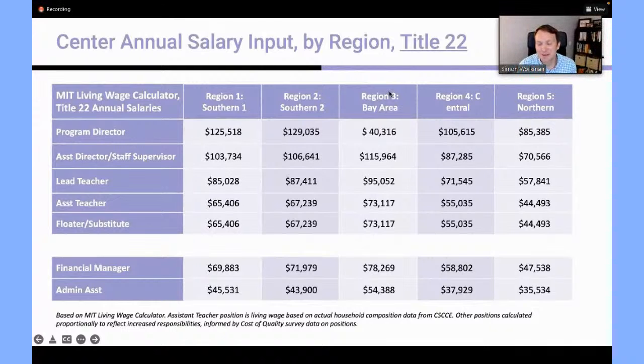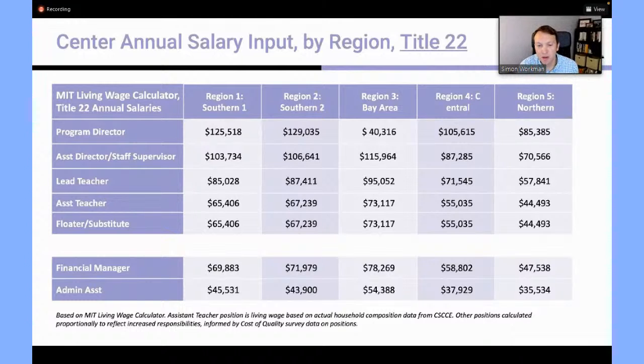So as Gina was saying, based on the feedback, the numbers we ran in this deck today are all based on the MIT Living Wage Calculator rather than the cost of quality survey response. And so you see them here, the data for the Title 22 program. The way this is done is that the lowest paid person in the program in the teaching staff, the assistant teacher, that is the line that is the MIT Living Wage Calculator position, based on actually looking at the actual household composition data for assistant teachers, which came from the Berkeley Center's database.